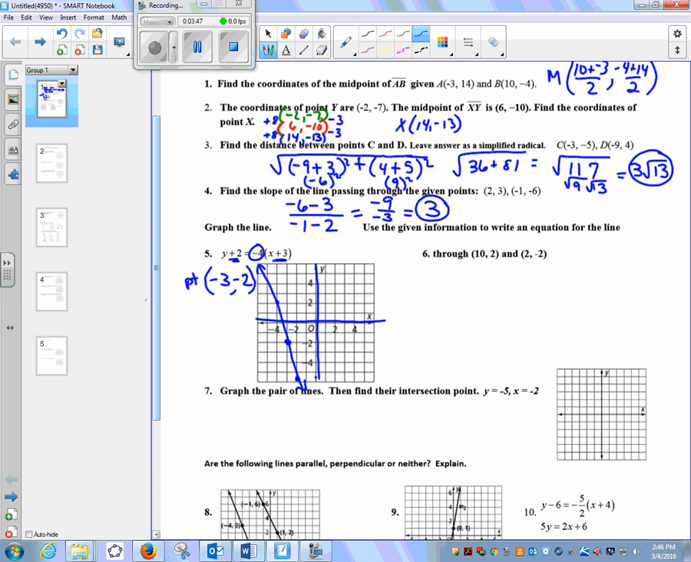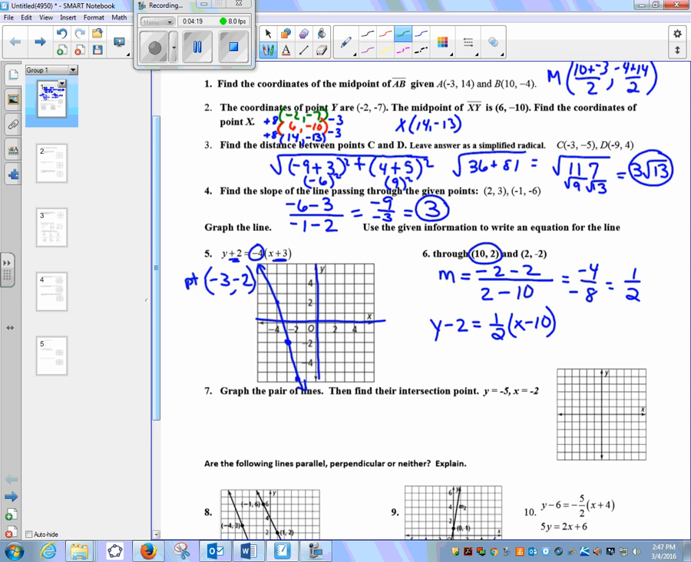Use the given information to write the equation for the line. If it goes through these 2 points, remember, if we're writing an equation, the very first thing we always need is the slope. So we're going to do difference in the y's on the top and difference in the x's on the bottom. Negative over negative is a positive. This is a slope of 1/2. If it goes through this point, I'm going to use point slope form. Y minus 2 equals slope, which is 1/2, times x minus 10.